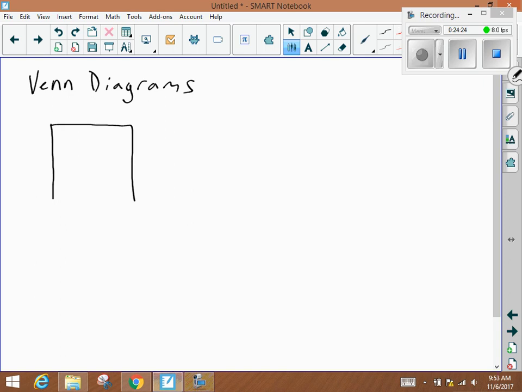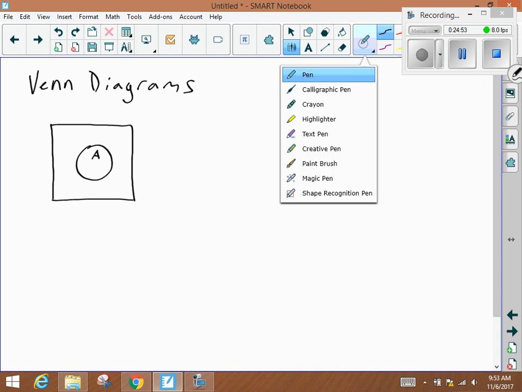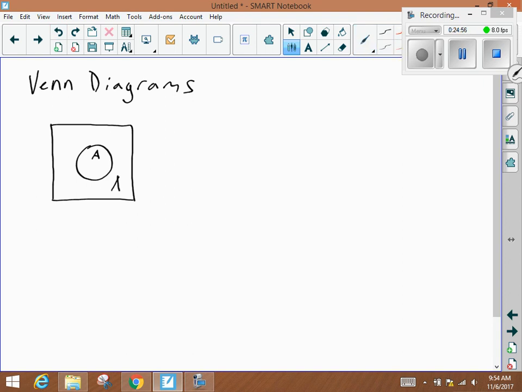All right, so a simple Venn diagram. If I have some event A, I don't really need to shade it. The shading was a terrible idea. Everything out here is going to be a complement, right? Not A.